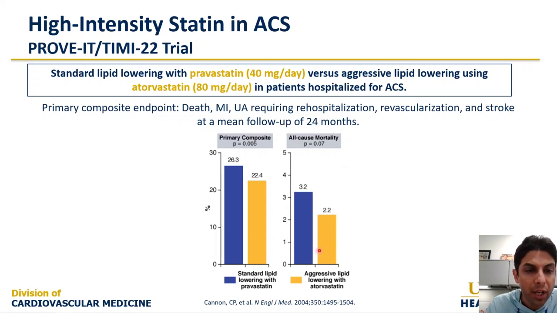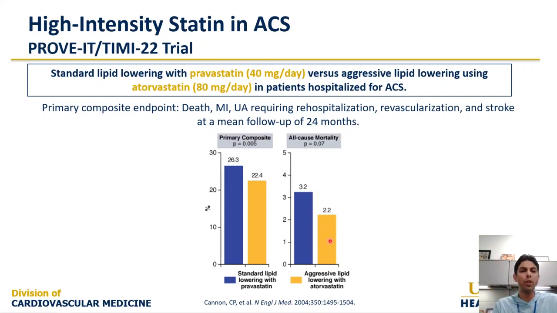But on this graph, what we're looking at is the percent of patients achieving the primary composite endpoint. So what we're finding is that more patients are achieving this bad outcome in the pravastatin group versus the atorvastatin group. And when we focus just on all-cause mortality, what we're finding is that patients are living longer when they receive atorvastatin 80.